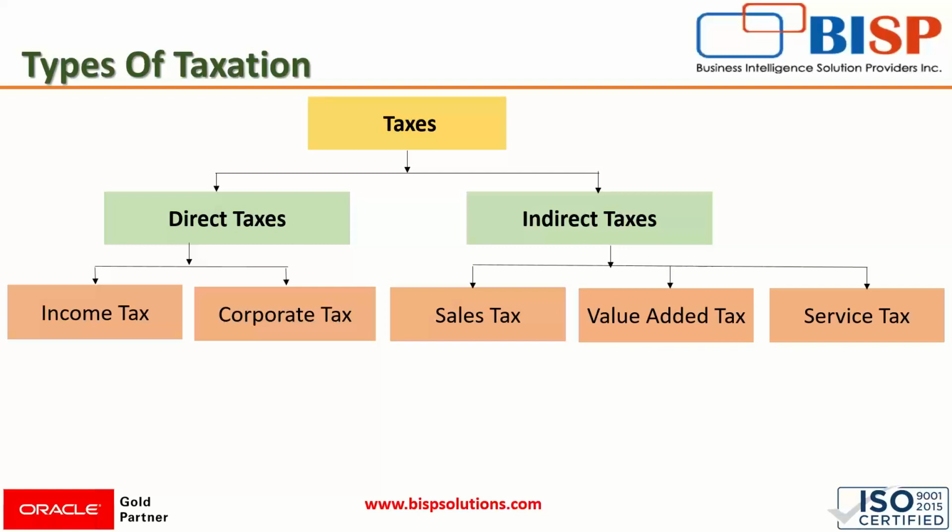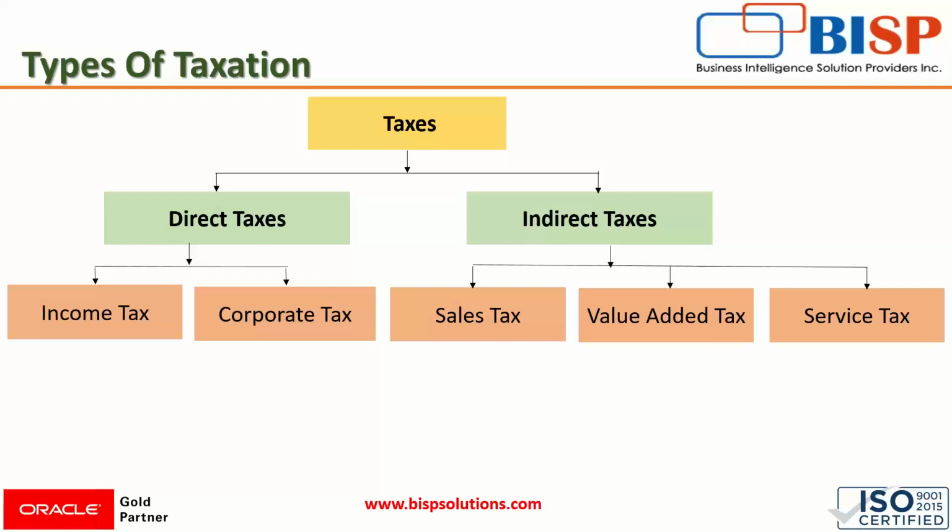Like if the business is gaining any profit, the business has to pay tax on that profit, which will be covered under the corporate tax. So here we are clear with the direct taxes. It is levied on incomes and profits, and here the taxpayer has to pay the taxes directly to the government.